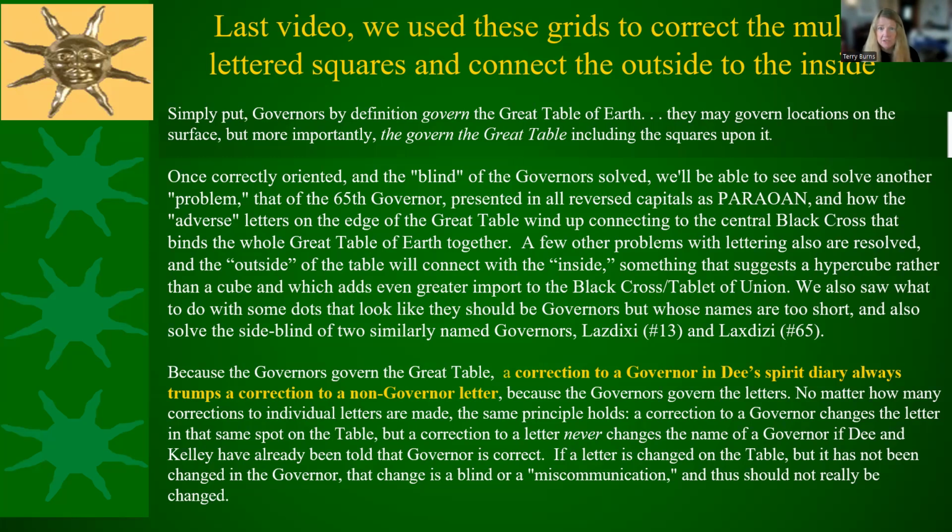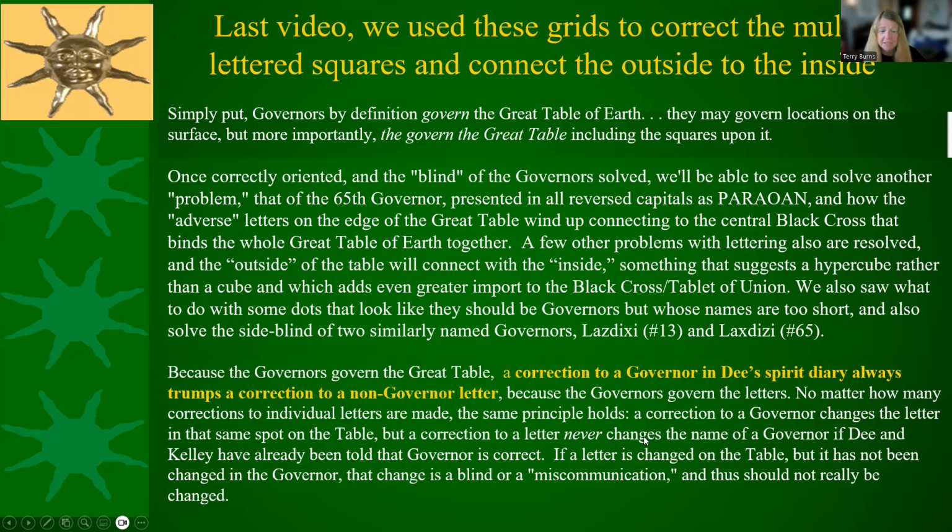You see why there's no seal for the 65th governor, Parawan. You have a space for two other governors, Las Dixie and Lax Dizzy, that seem not to have seals and easily could, and you wind up with this L connecting to the Great Table of Earth. If you didn't see the last video, this will just sound like gibberish, so please go back and watch it and come back and join us then.